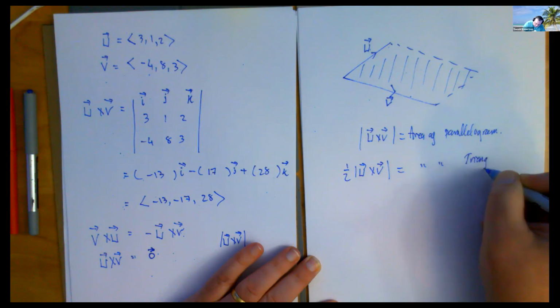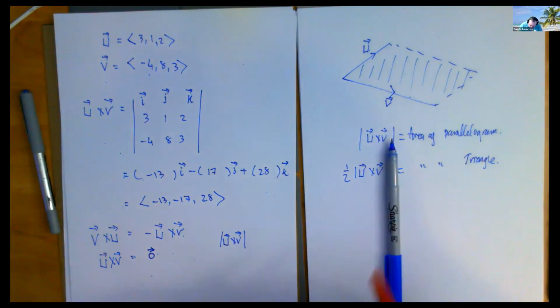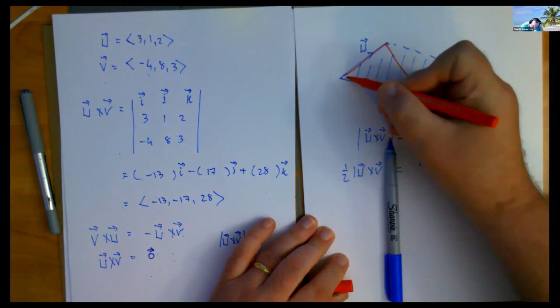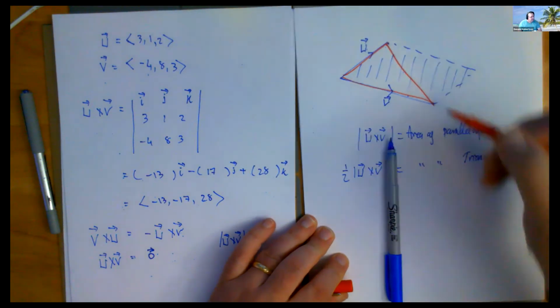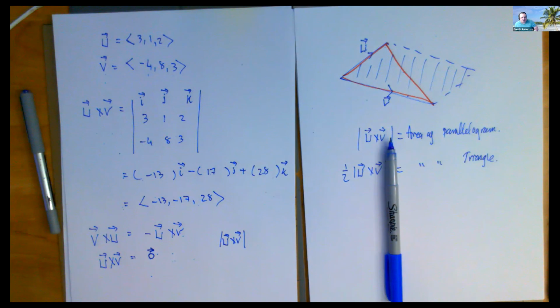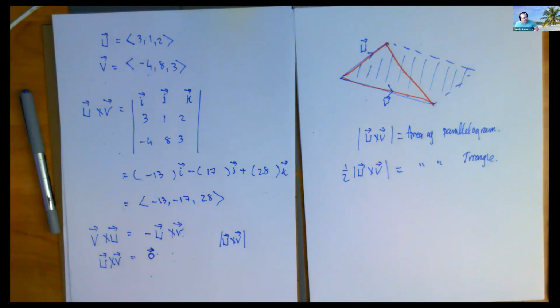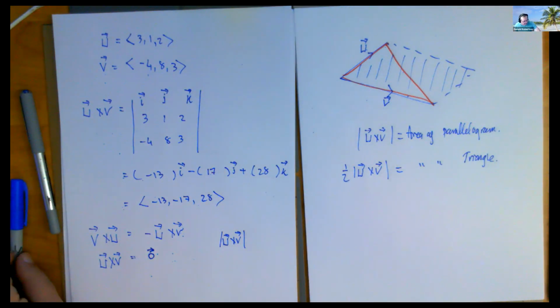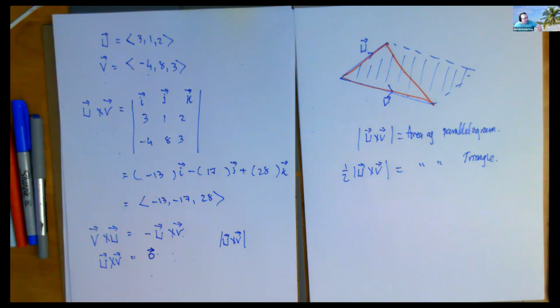And what triangle am I talking about? I'm talking about this triangle here. So if you know two vectors u and v, and you want to know what the area of the triangle is that's formed by u and v, and then just join the two endpoints together, the area of that triangle is a half of the magnitude of its cross product. I think that's kind of cool.